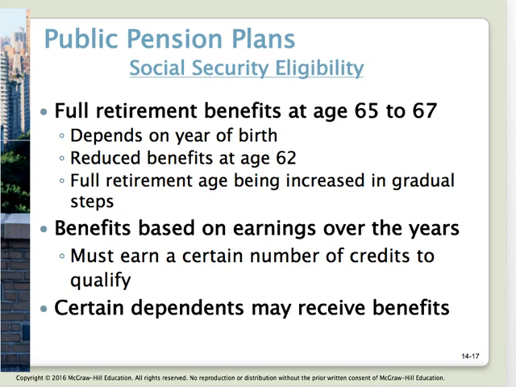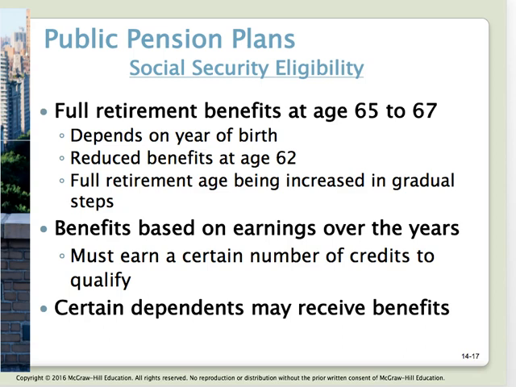So though you can start drawing at 62, let's say that you qualify for $1,200 a month. If you would wait to start drawing until you were 65 or 67, you might get like $1,500 or $1,700 a month. And when you go to the Social Security Administration, it will give you all of those calculations. You can put in, what if I do this, if I do that, and it'll tell you what your amounts are going to be.